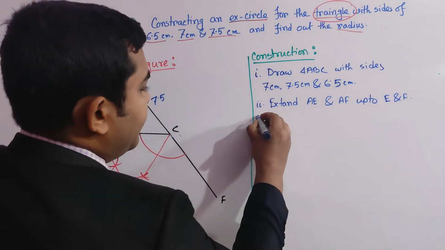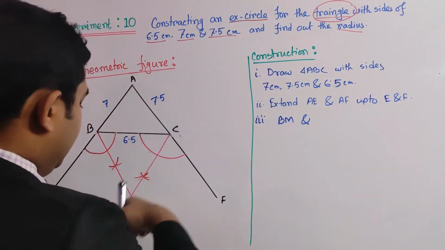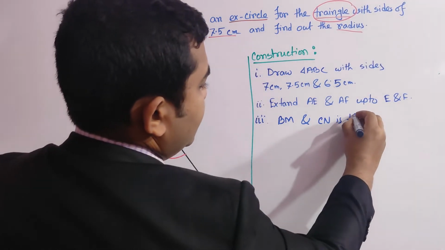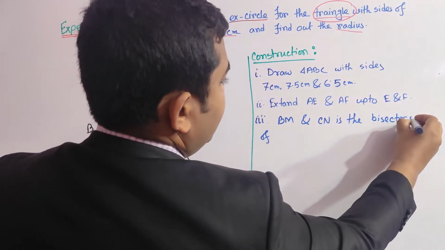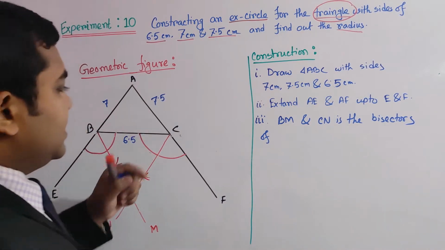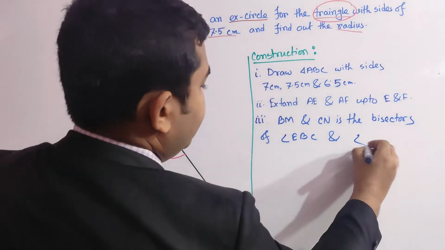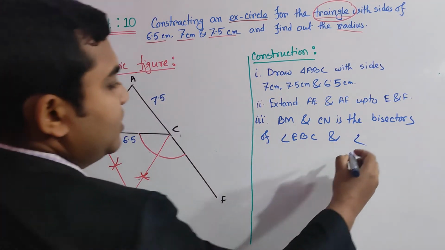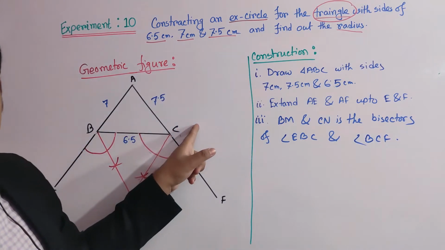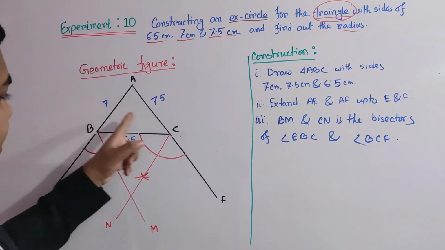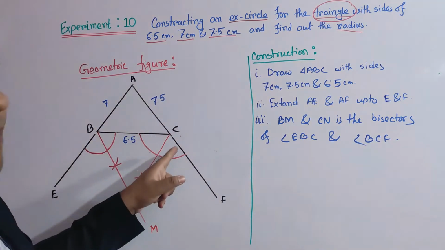So right here BM and CN are the bisectors of EBC and BCF. What is actually happening here, dear students? BM is the bisector of angle EBC, and for angle BCF, CN is the bisector.